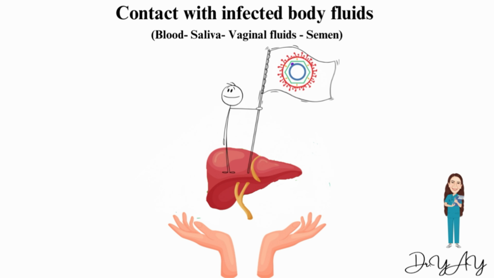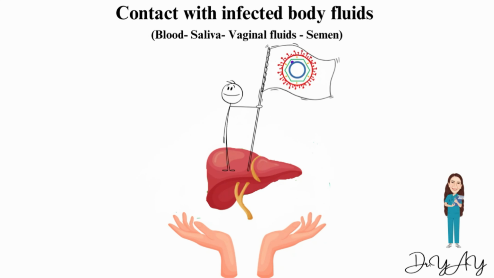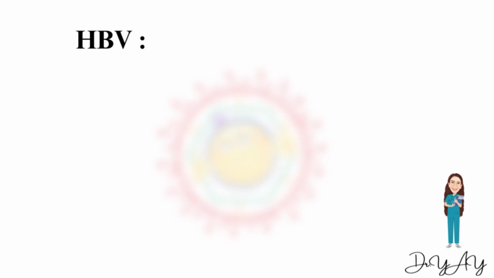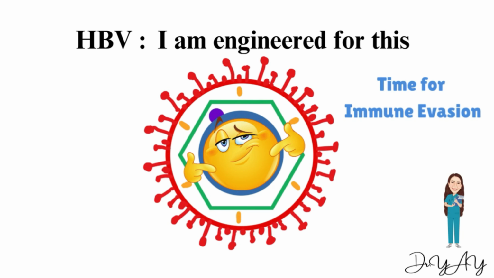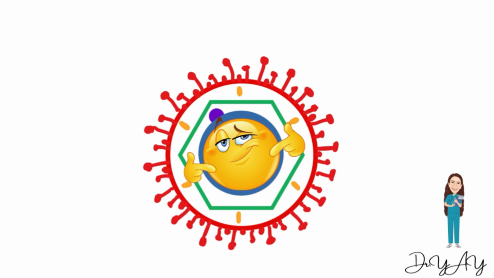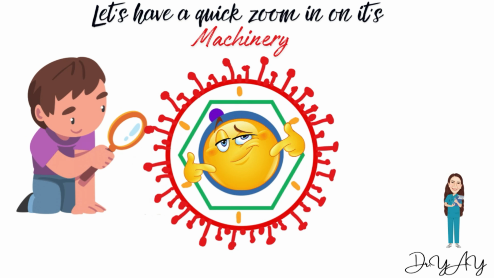And once the virus gains access and enters the body, this small but mighty invader is not just a random force, but this arrogant virus says, I'm engineered for this, and I will do my best to evade the immune system and persist in this body. So let's have a quick zoom in on our invader to see its machinery.